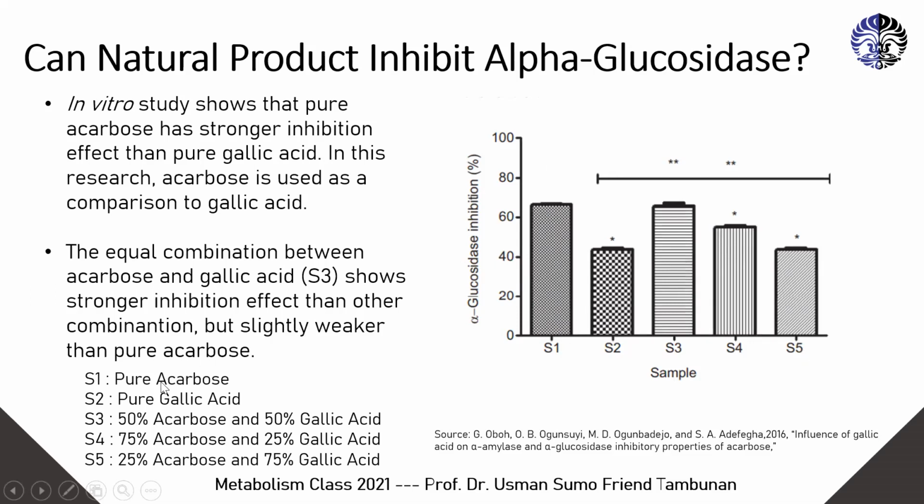Sample 1 is pure acarbose, sample 2 is pure gallic acid, sample 3 is an equal combination of acarbose and gallic acid, sample 4 is 75% acarbose and 25% gallic acid. Sample 5 represents 25% acarbose and 75% gallic acid. The equal combination of acarbose and gallic acid, sample 3, shows a stronger inhibition effect than the other combinations, but slightly weaker than pure acarbose.